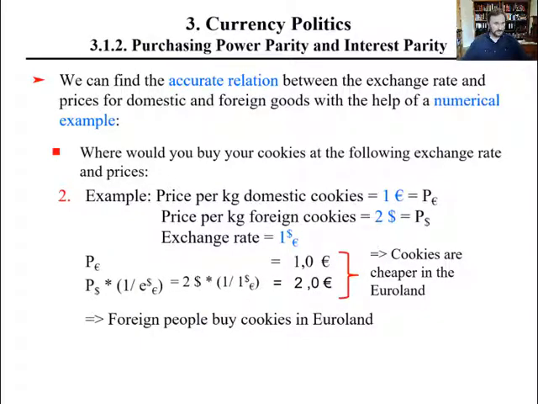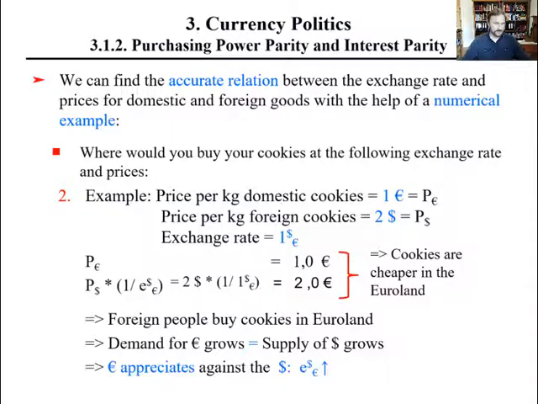As a result, they would now demand euros, so the demand for euro grows, and at the same time they would supply dollars, so the supply of dollar grows. As a result, the currency which is demanded appreciates. So now the euro would appreciate against the dollar.